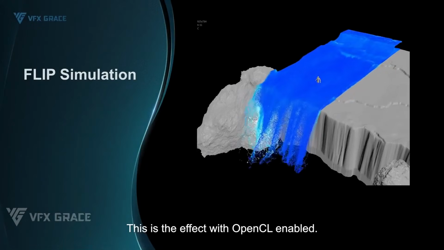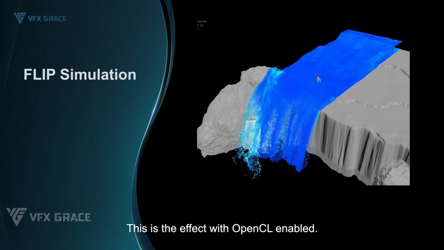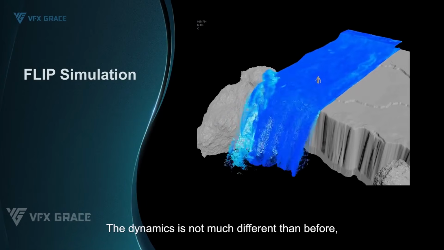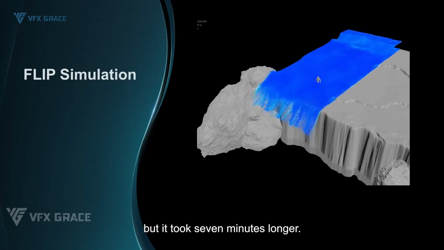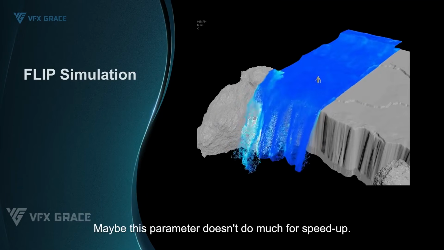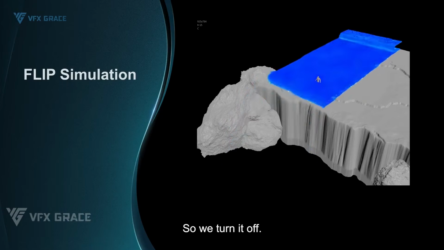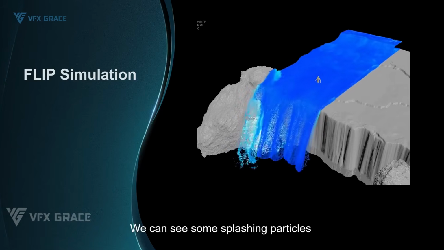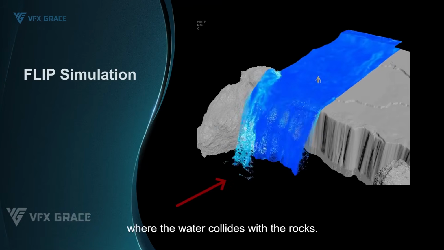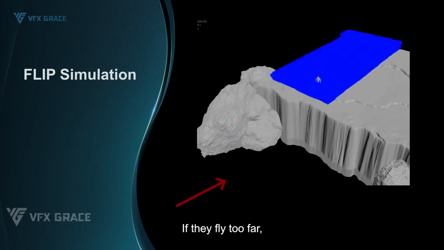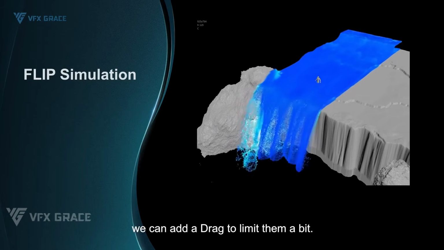This is the effect with OpenCL enabled. The dynamics is not much different than before, but it took 7 minutes longer. Maybe this parameter doesn't do much for speed up, so we turn it off. We can see some splashing particles where the water collides with rocks. If they fly too far, we can add a drag to limit them a bit.